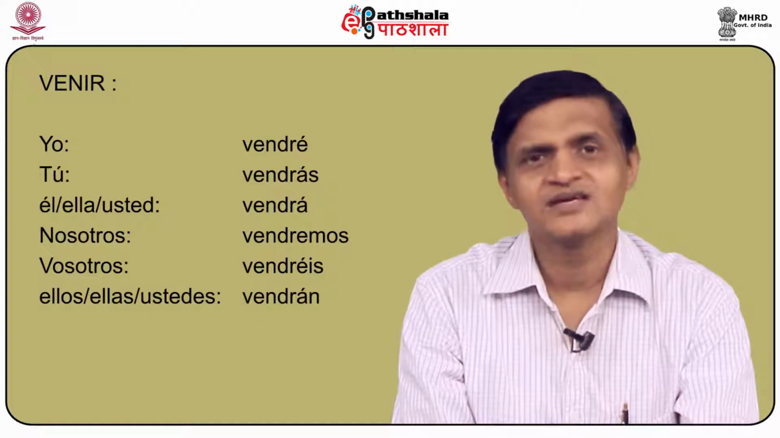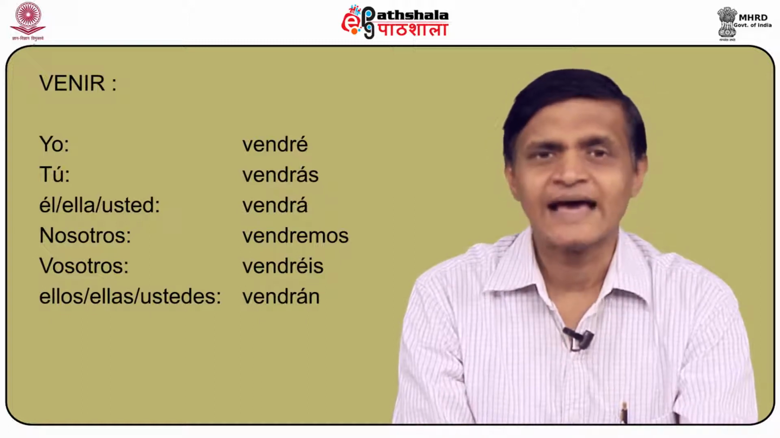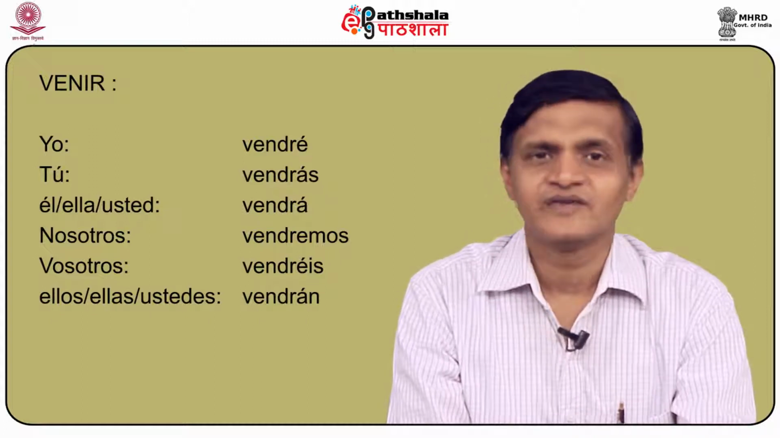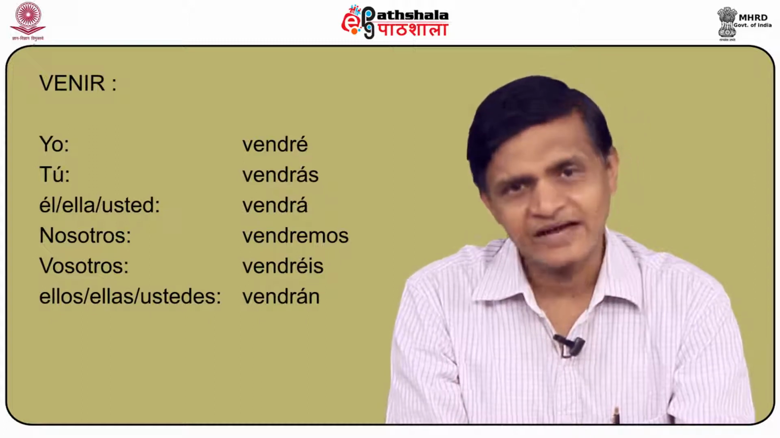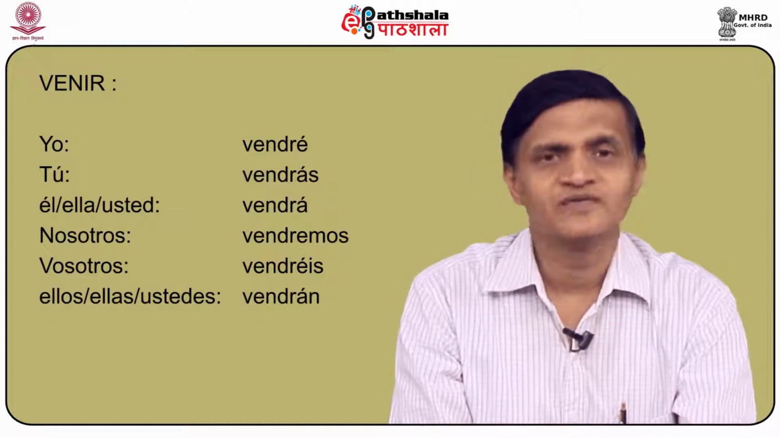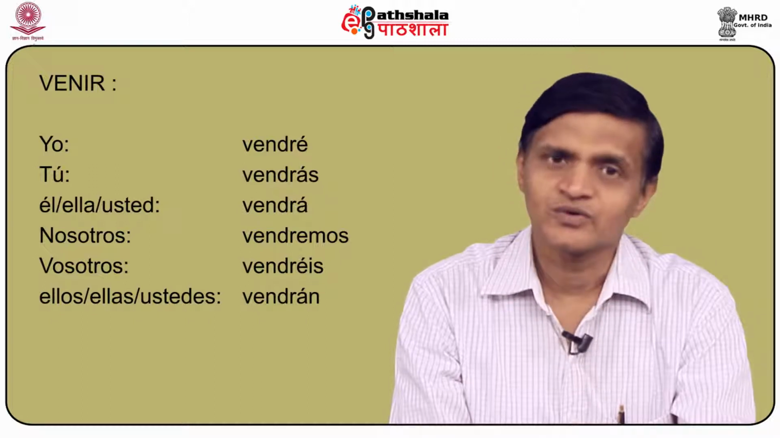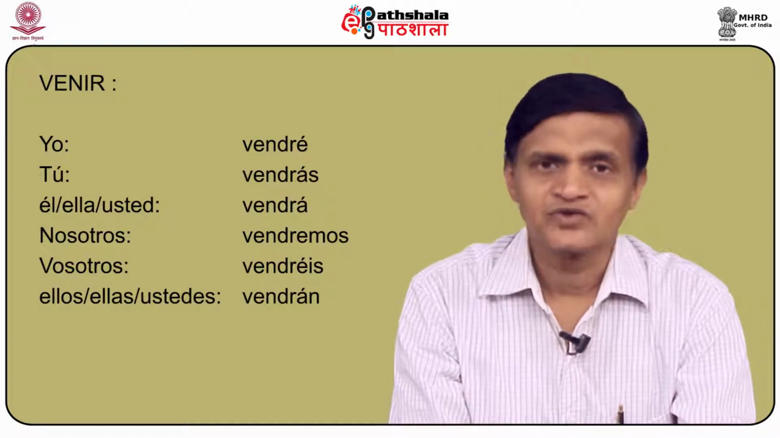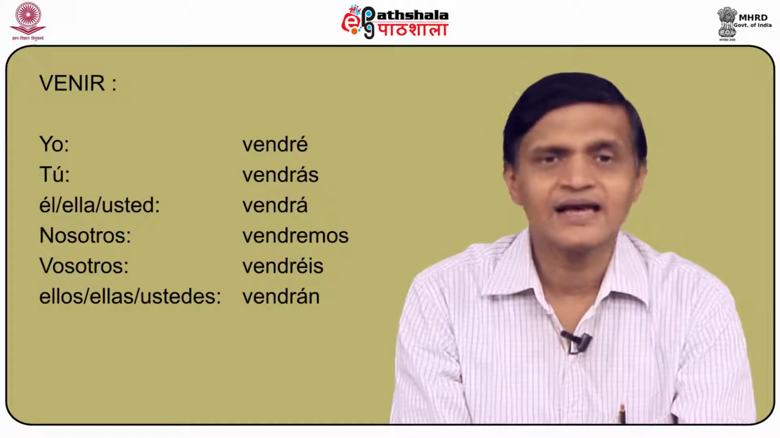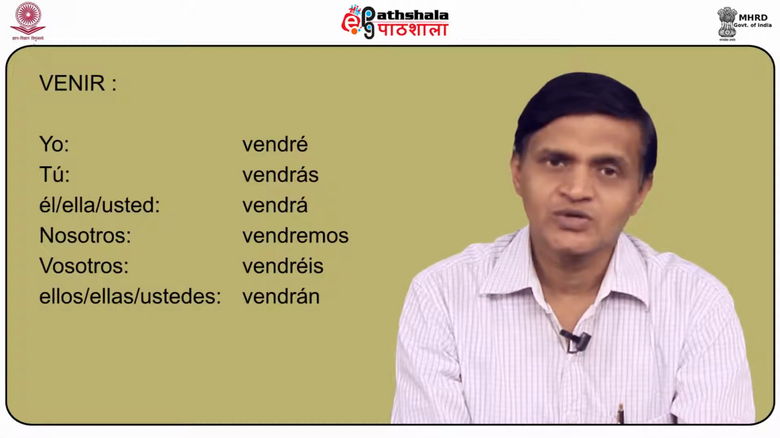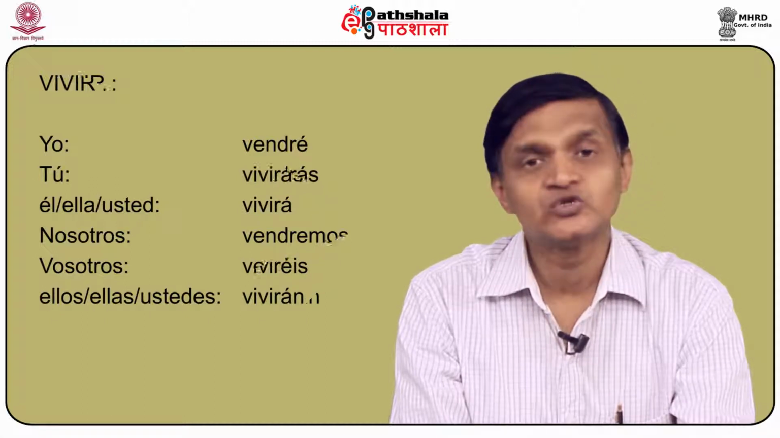So, venir is conjugated in the future as vendré, vendrás, vendrá, vendremos, vendréis, and vendrán. I repeat, yo vendré, tú vendrás, ella, usted vendrá, nosotros vendremos, vosotros vendréis, and ellos, ellas, and ustedes vendrán. How do we do the conjugation of a verb like vivir, to live?